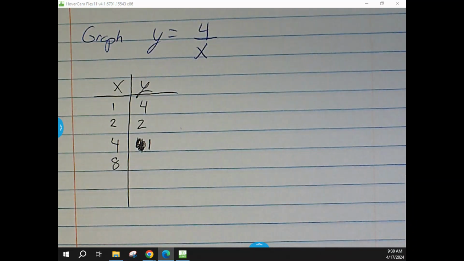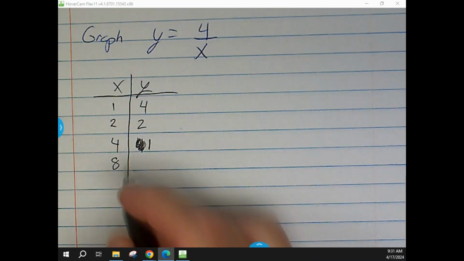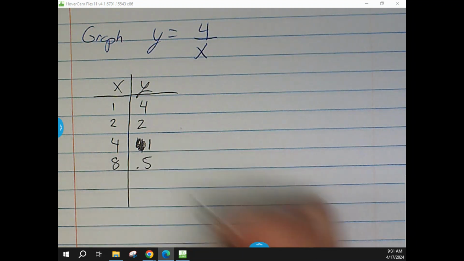Okay. All right, if it's 8, what's 4 divided by 8? Somebody else said 2. Remember, got to go 4 divided by 8. So fraction-wise it would be a half. Let's just think of that as 0.5, right?